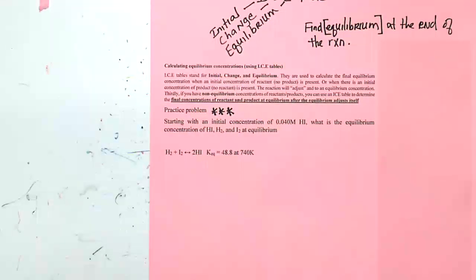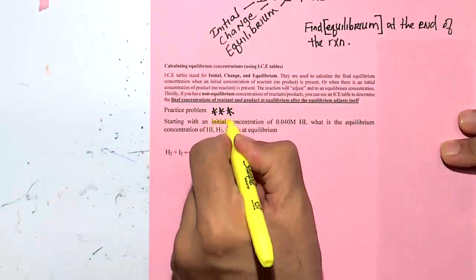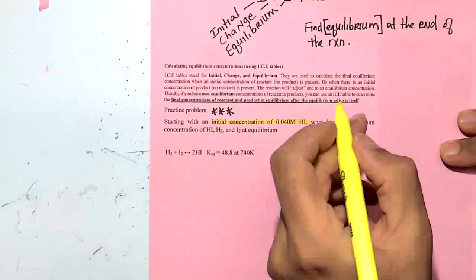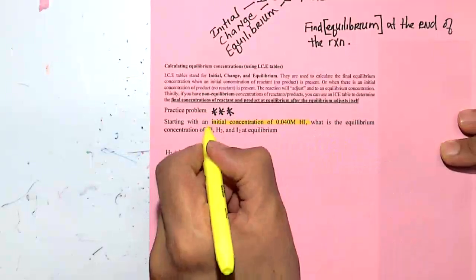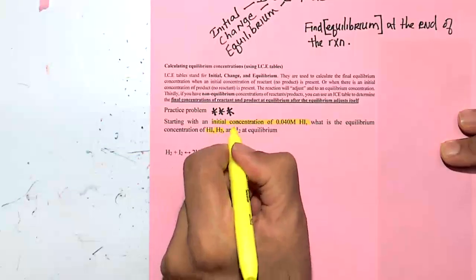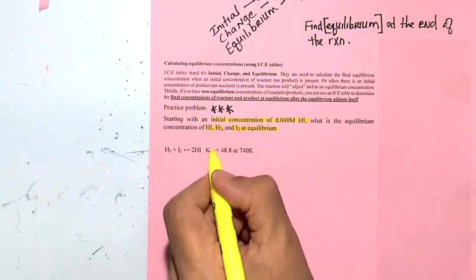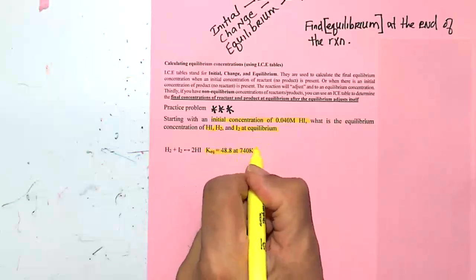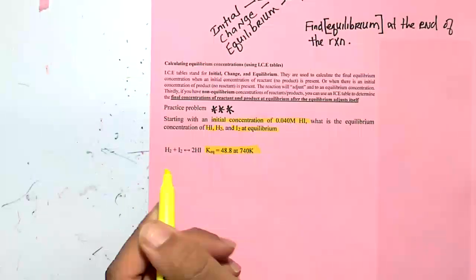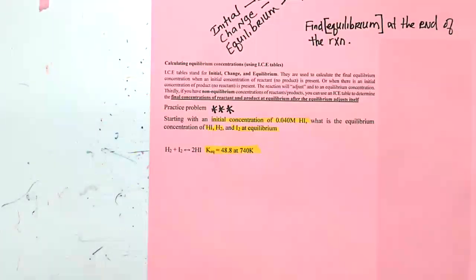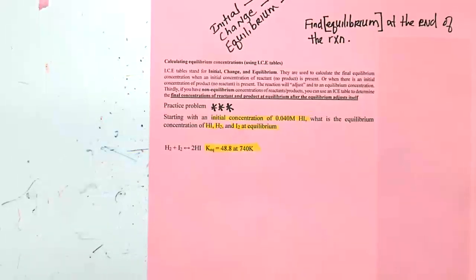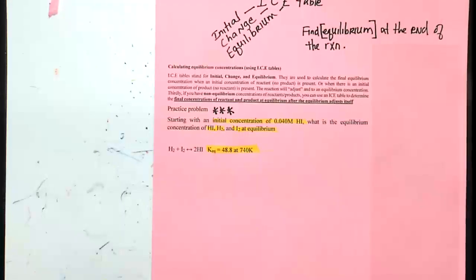Starting with an initial concentration of 0.040 HI, hydrogen iodide, what are the equilibrium concentrations of H2, HI, and I2 at equilibrium? Here they give us the equilibrium constant at 740 Kelvin. First thing we will do is construct our table, our ice table.